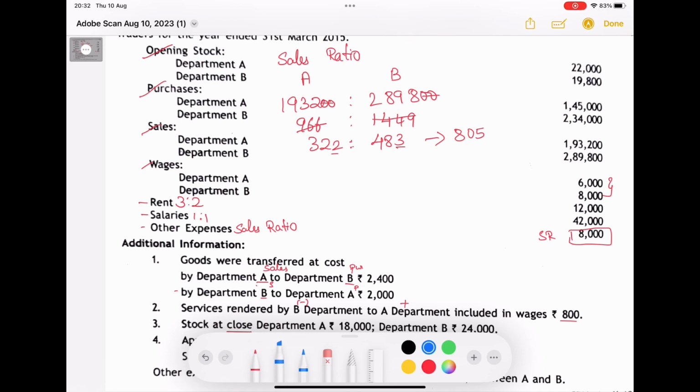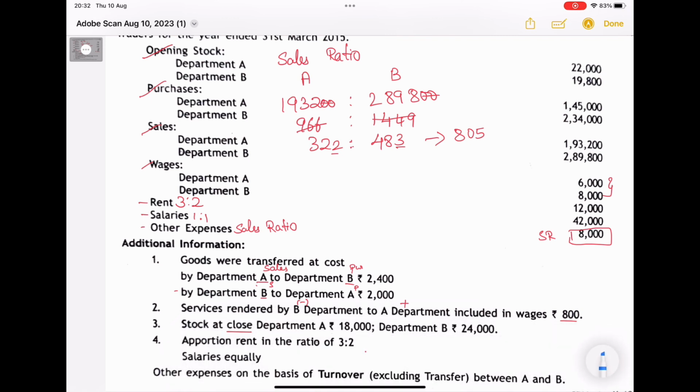The new concept which we have seen today is service rendered by department B to department A included in wages. For department B we are going to deduct it, and for department A we are going to add it back. The interdepartmental transfer concept we have already discussed, and other things remain the same. So let's move on to the solution.